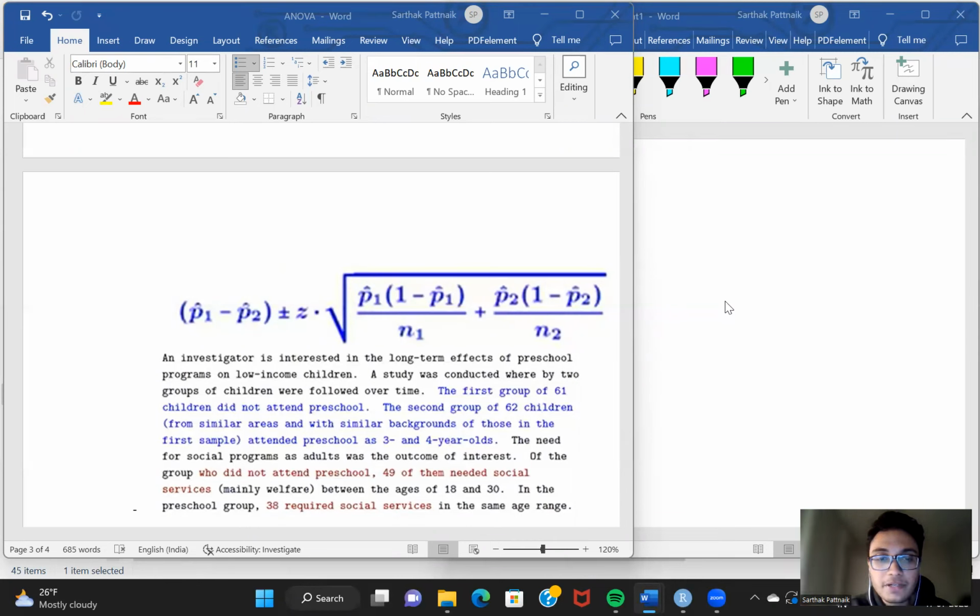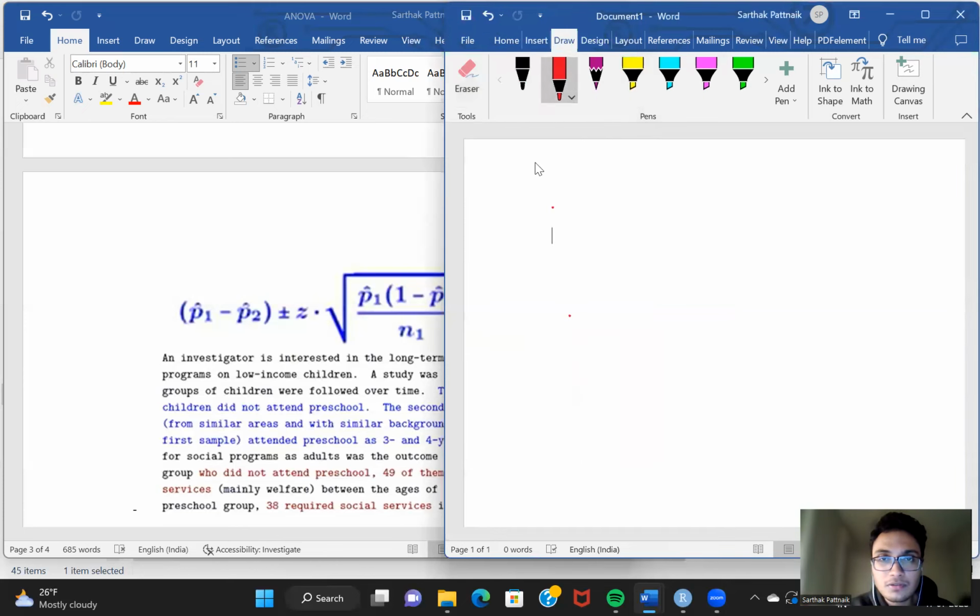Of the group who did not attend preschool, 49 of them needed social services between the age of 18 and 30. In the preschool group, 38 required social services. So 61 children did not attend preschool, 62 children attended preschool. So let us say we have two groups, no preschool, and preschool.